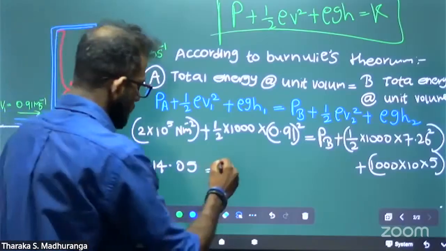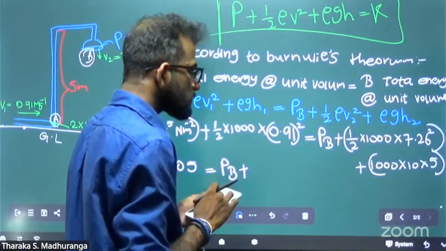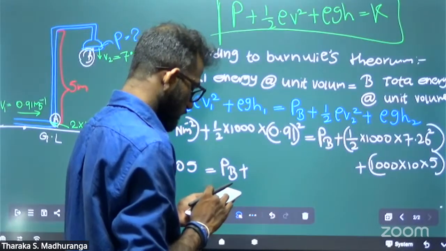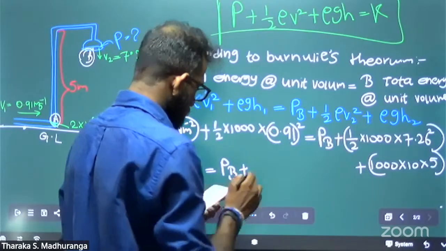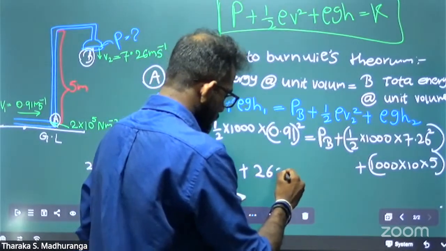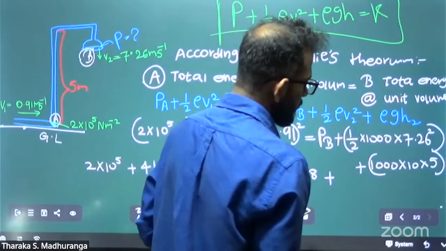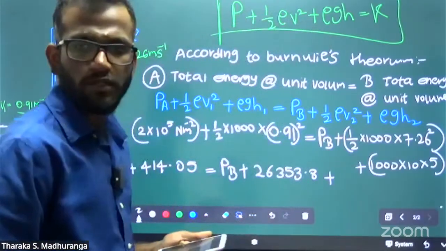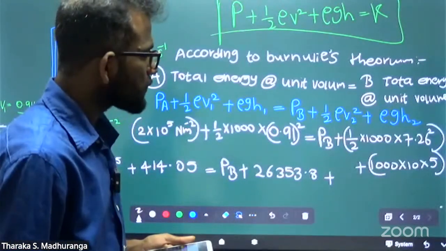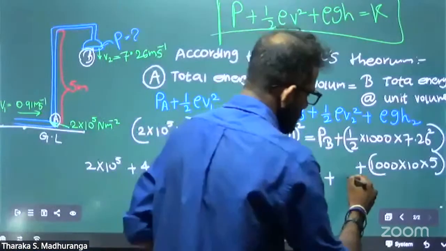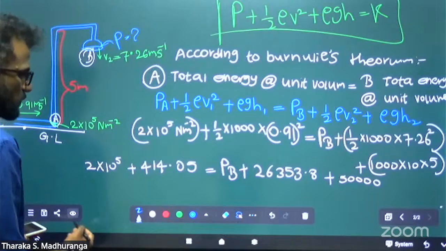PB plus 500 into 7.26 squared is 26,353.8, plus 5,000 into 10, it is 10,000. 10,000 into 5, it is 50,000. Now you only need to isolate the PB.